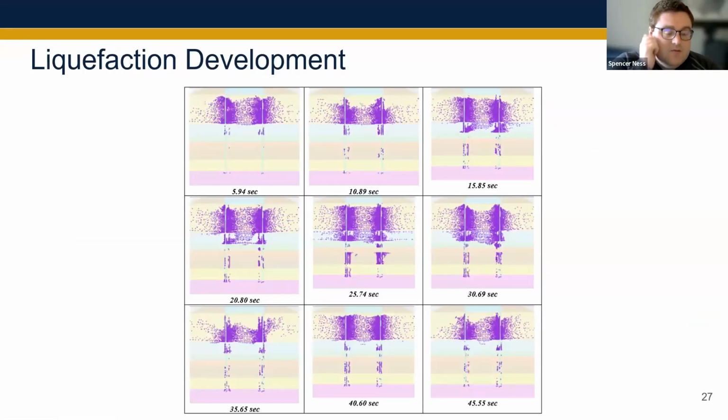So this is the same information as we saw in the animation, but just a little bit easier to look at. This is a section cut across the center line of the foundation. And so you can see liquefaction develops relatively quickly in that upper layer. As we get into the strong direction, the strongest portion of the motion, we're also getting some liquefaction in the secondary layer.